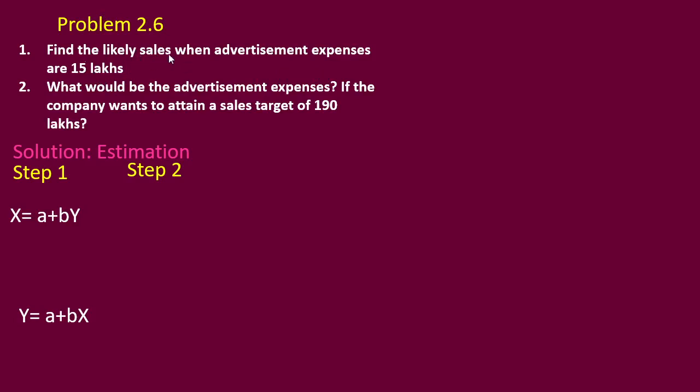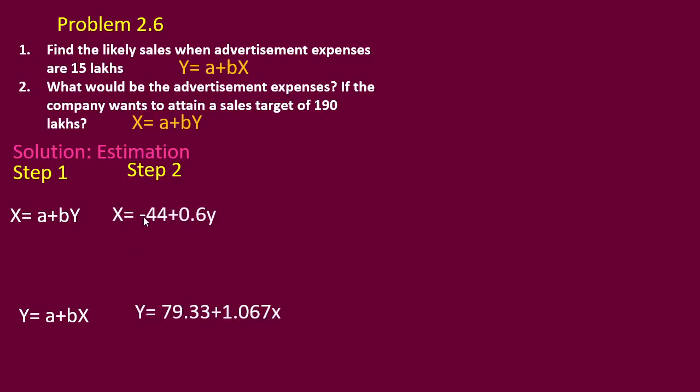In order to find the sales, that means the y value, we should apply the formula y equals a plus bx. Then the second one, what would be the advertisement expenses? Advertisement expenses we have considered as x, so we should find the value of x. We should apply x equals a plus by formula. Sales is y and advertisement expenses is x. So now apply the two equations.